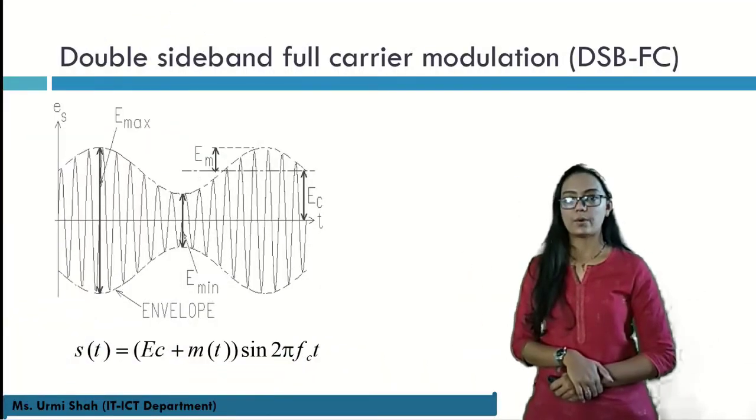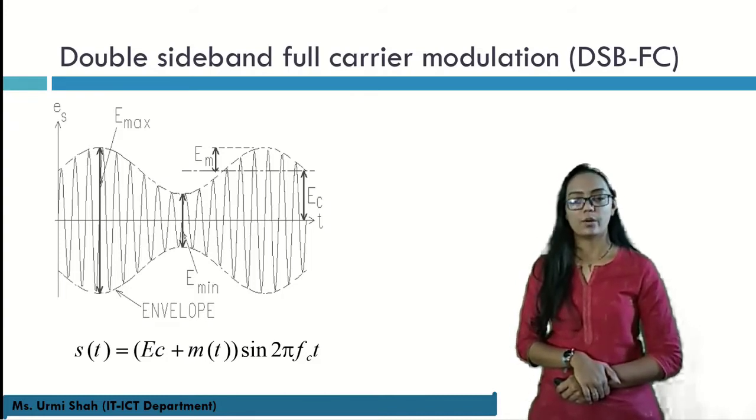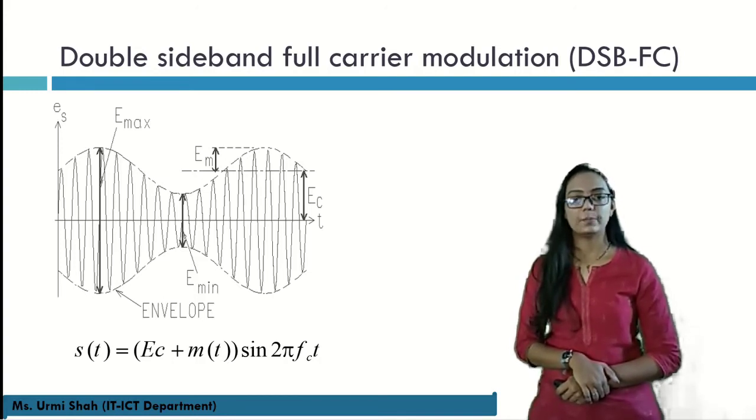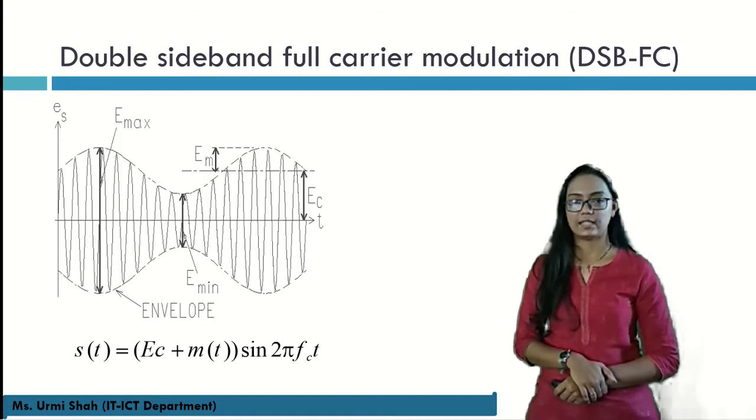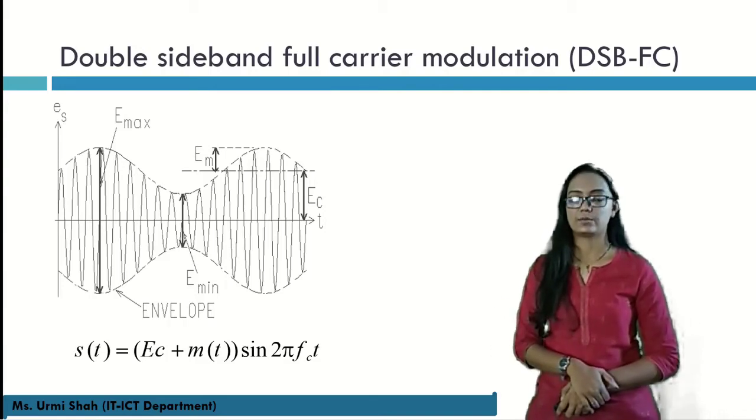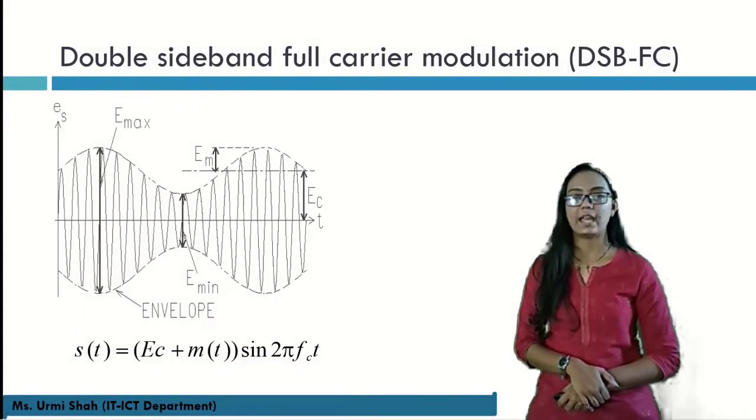Next we will look at the modulated signal, that is the DSB-FC signal after performing modulation. The formula for this is Ec plus m of t, that is the amplitude of the carrier signal plus the message signal, multiplied by sine 2 pi fct, that is your carrier signal frequency. This is the overall modulated signal amplitude, and this will be the look of the DSB-FC signal.